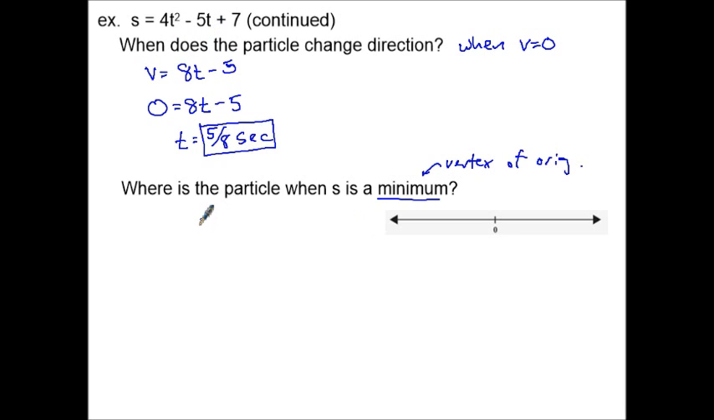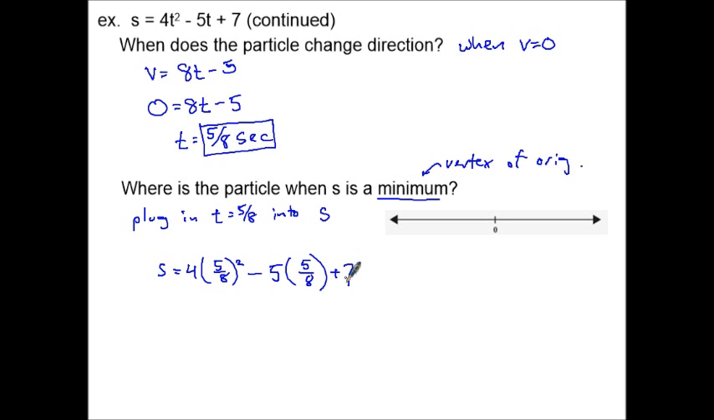So what I need to do is plug t equals 5/8 into the original s function. Doing that gives me s equals 4 times 5/8 squared, etc. And yes, this is going to be kind of a nasty number, but we can cope because we're cool like that. Plus 7. Doing a little calculator button pushing and whatnot, I get an answer that looks a whole lot like 5.4375, or if you prefer, that is 5 7/16.